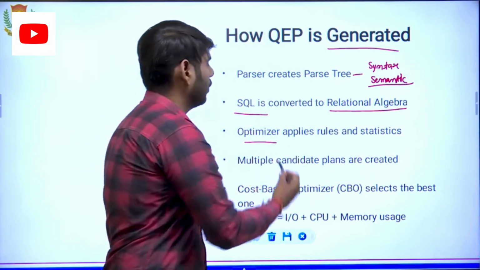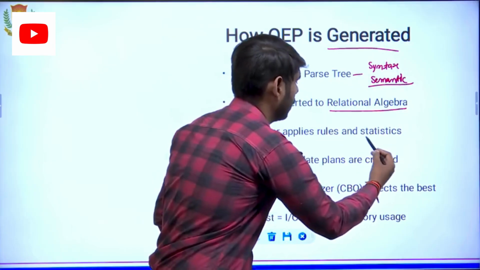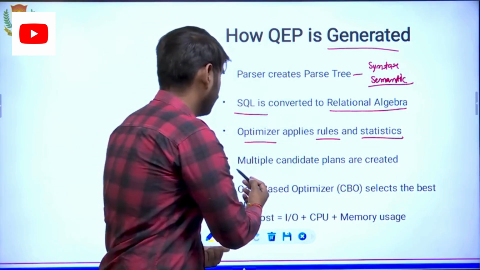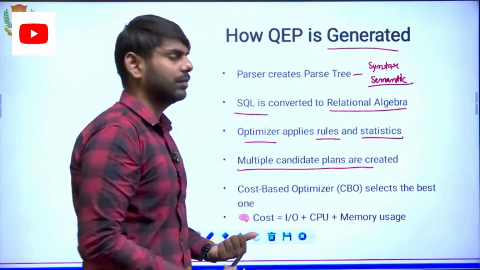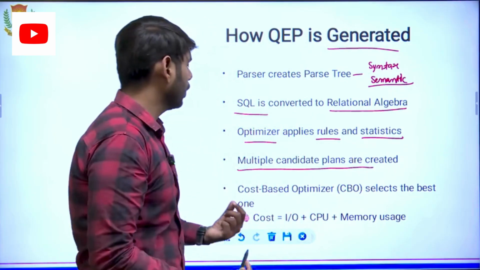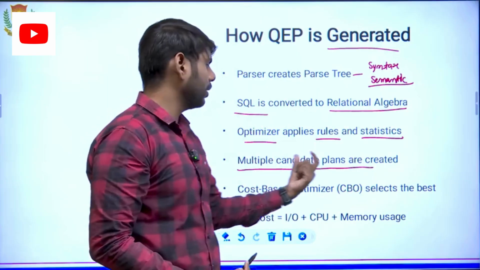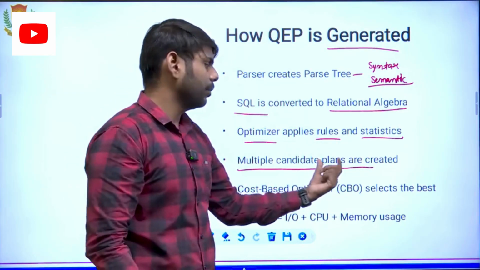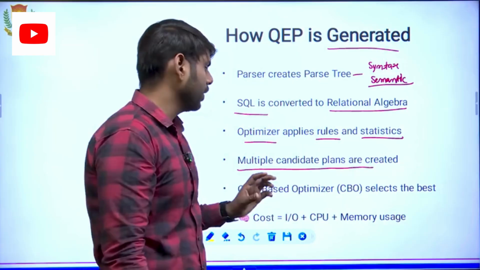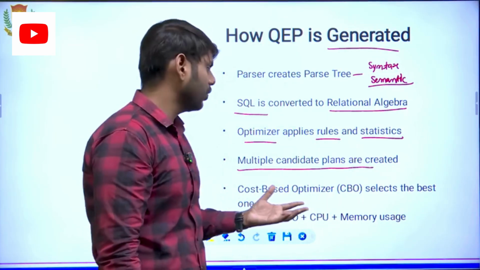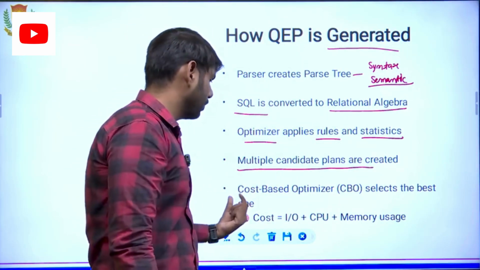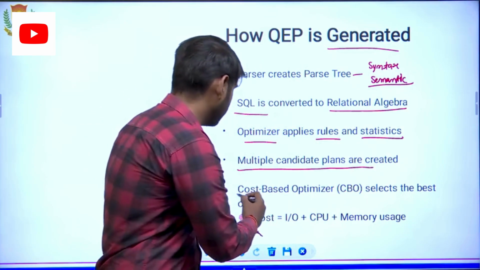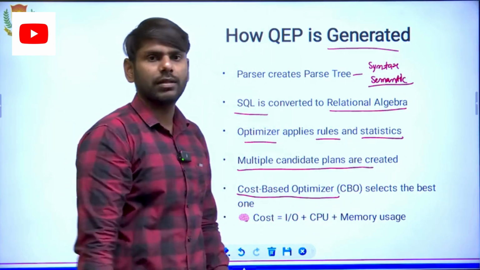Then the optimizer will apply rules and statistics. After applying these rules and statistics, we create multiple candidate plans for the execution. So in this phase, you have created multiple plans, and now we have to select the best plan to execute that particular query and reject those which are not efficient. Here, how are we going to select that plan? By using the cost-based optimizer.